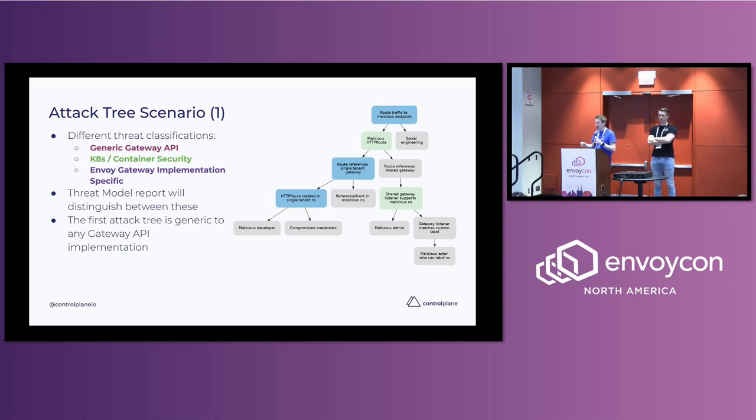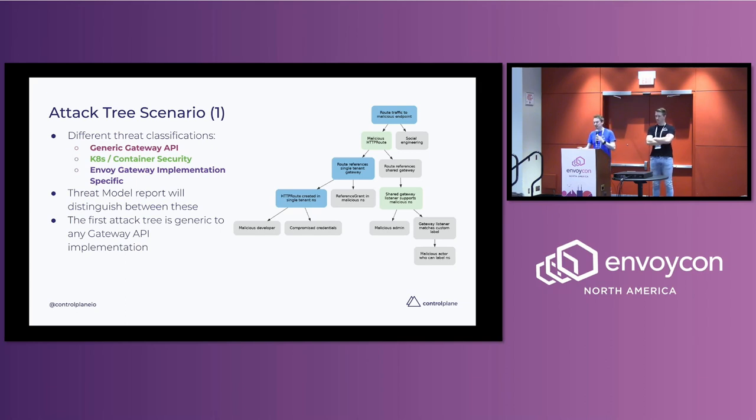We'll have some threats, such as all of the ones in this tree, which are completely generic to Gateway API. We'll also have some which are completely generic to container security because we're running on Kubernetes. There'll be some which will be Envoy Gateway implementation specific, and this is where the importance of iterative threat modeling comes in, because we want to have those conversations with Arco and the maintainers. They iterate the product, so all of these demos are based on version 0.5 of Envoy Gateway, so we need to update them and update the threat modeling report post 0.6.